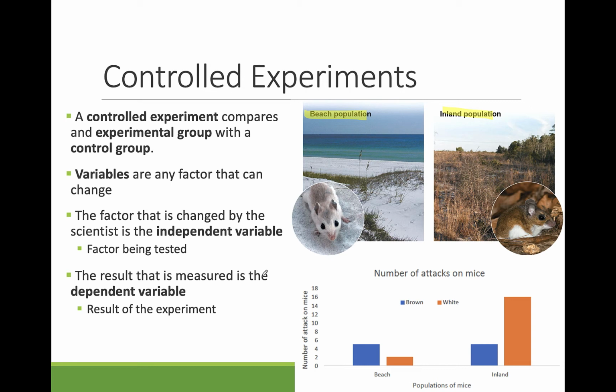An experiment has an independent variable that is being tested. In this example, it is whether the mouse is camouflaged or not. This is the factor that scientists can change in an experiment. The dependent variable, or the result variable, is what the scientists measure. In this example, it is the number of attacks on mice. The dependent variable depends on the independent variable. The number of attacks depends on if the mouse is camouflaged.